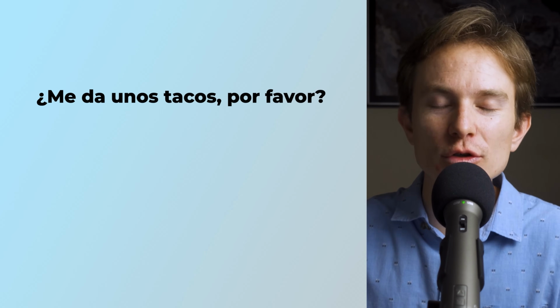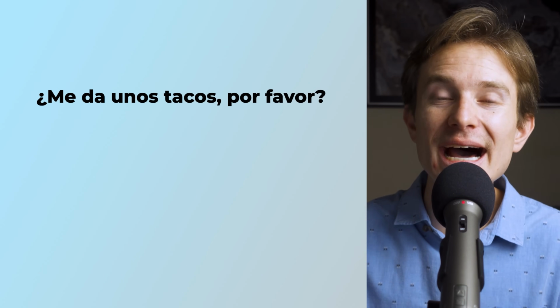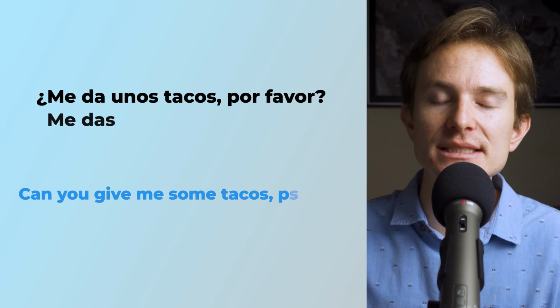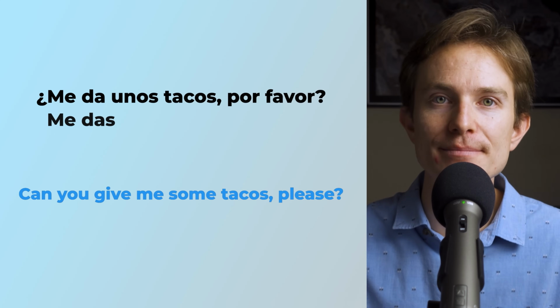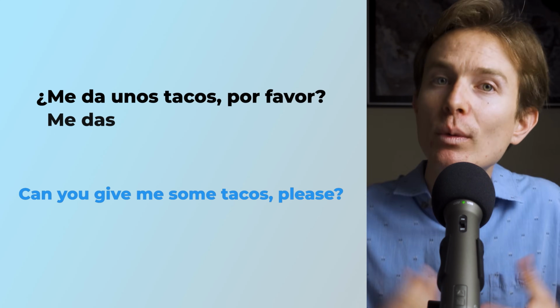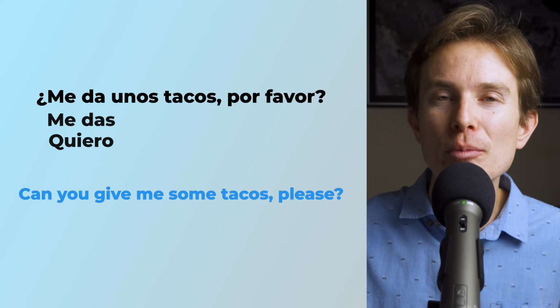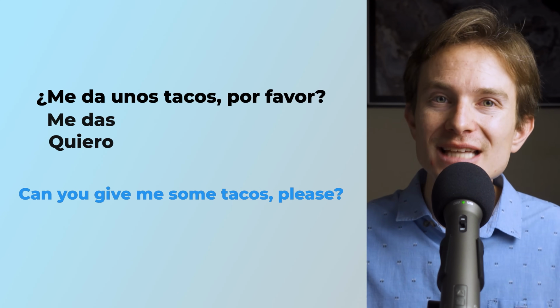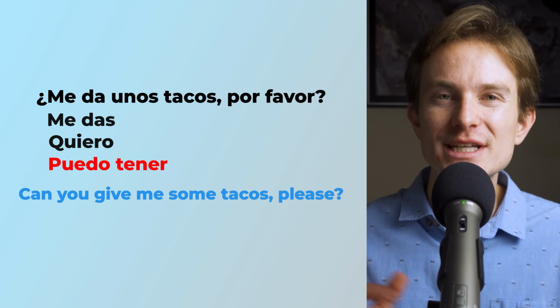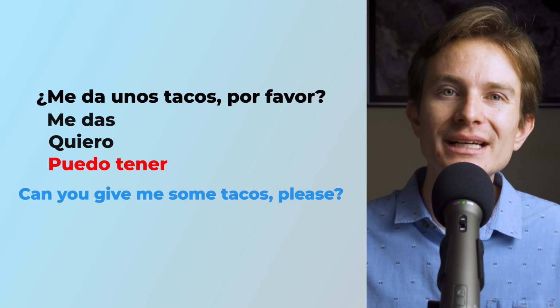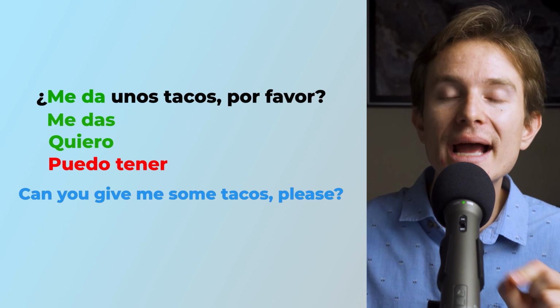Another popular way to use the present indicative in Spanish is when we order food. Now, here in Mexico, it's very normal for us to say, me da unos tacos, por favor. We will say, me da or me das, literally meaning you give me. But it's a very normal way to order here. We could also say something like, quiero. However, be careful. Do not say, puedo tener. We never say this in ordering in Spanish. We would just say, quiero or me da.